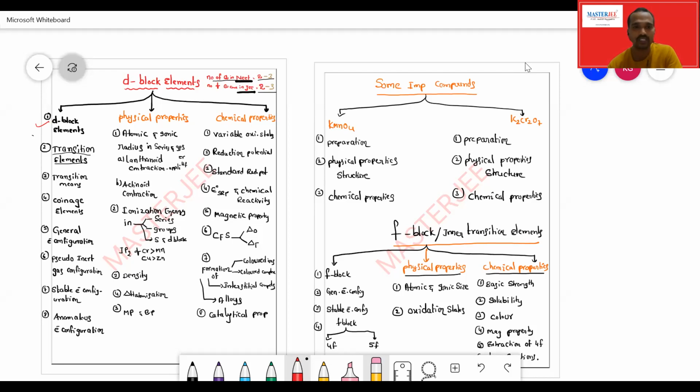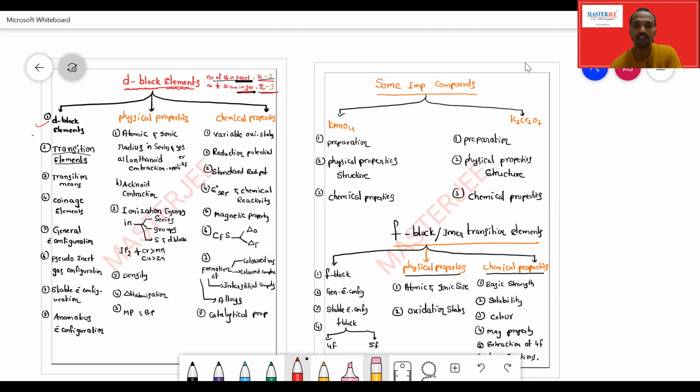So today we are going to discuss D block elements or transition elements. What is the weightage of these D block elements? In NEET as well as in JEE, it has 5 to 8% weightage, and 2 to 3 bits will come from this topic in each and every exam. So let me introduce these D block elements.